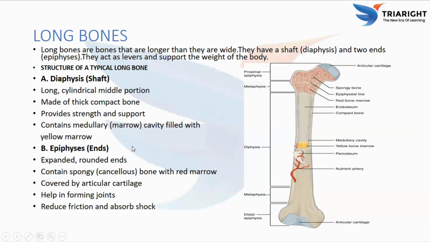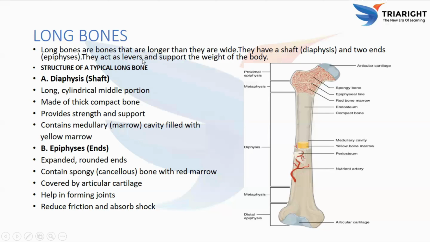So next, coming to epiphysis, these are the ends of the long bone. These are the rounded ends of the bone, which are present at the top and also the bottom. They contain the spongy bone, which is also called cancellous bone. This spongy bone has red bone marrow. In diaphysis, you have yellow bone marrow, whereas in epiphysis, you have red bone marrow. So this helps to make the blood cells.